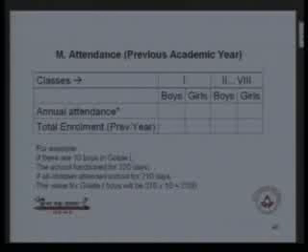Then after that we are asking total enrollment of the previous academic year, class-wise, gender-wise. In the second row, we are asking total enrollment, class-wise, gender-wise. That information you have to write. But while calculating the annual attendance, be sure that you are calculating all P's, all presents of each and every student for all the working days.